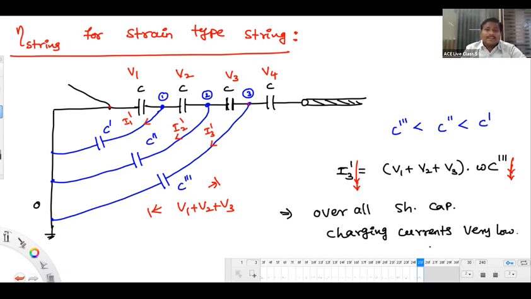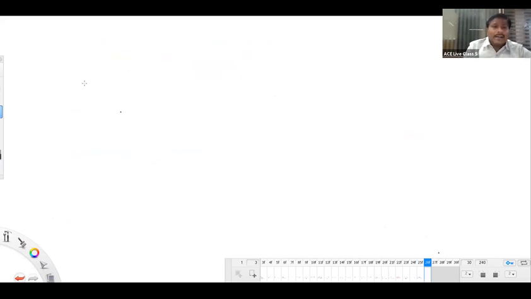Overall shunt capacitance charging currents are very low. So string efficiency will be very high, close to 100. I will say greater than 90% all the time. Particularly if you go for higher and higher levels of strings, you may touch up to 98%, 97% also practically. So I'll write here practically.